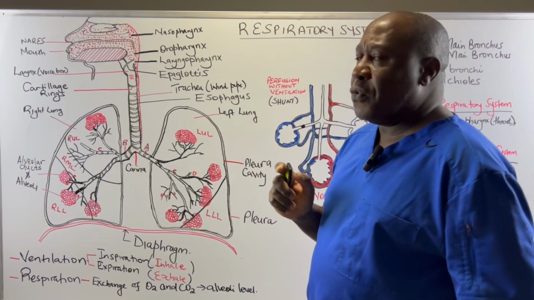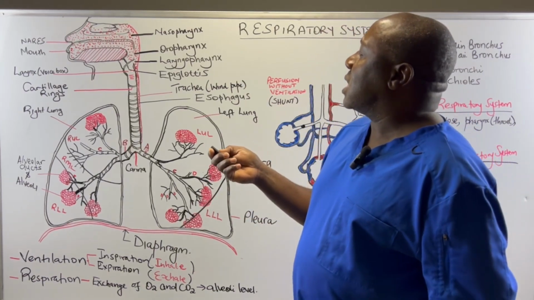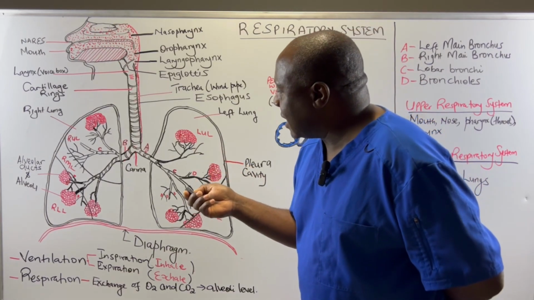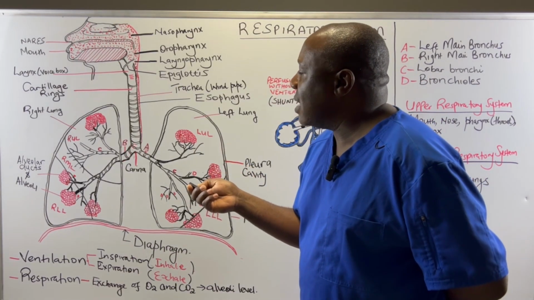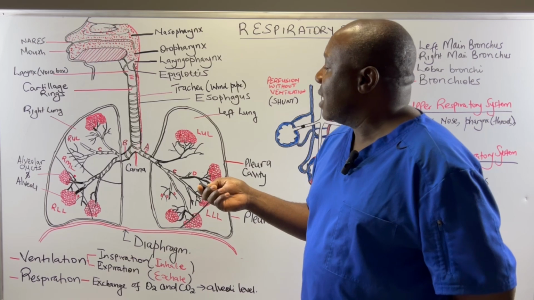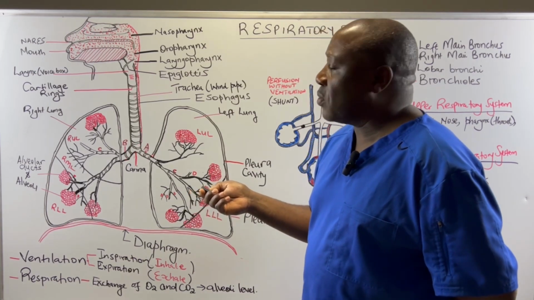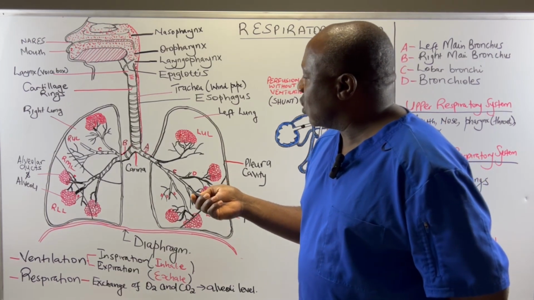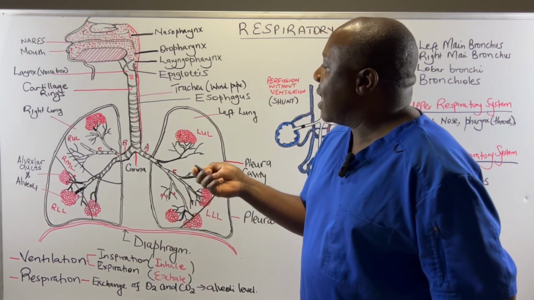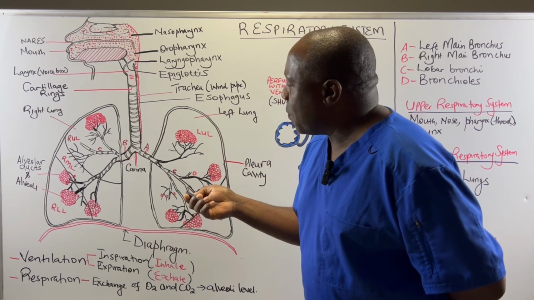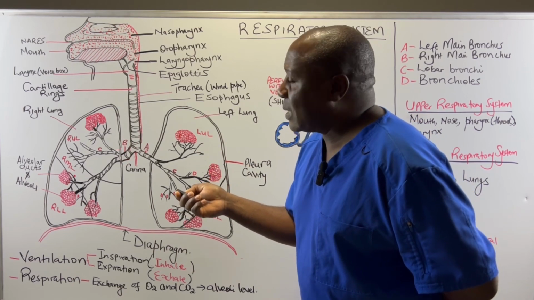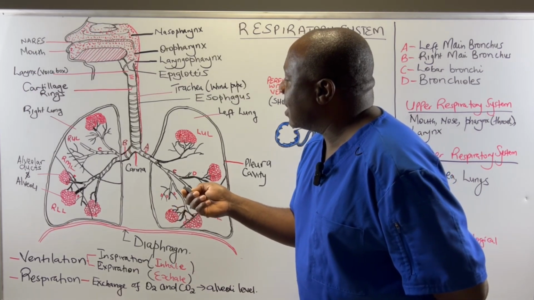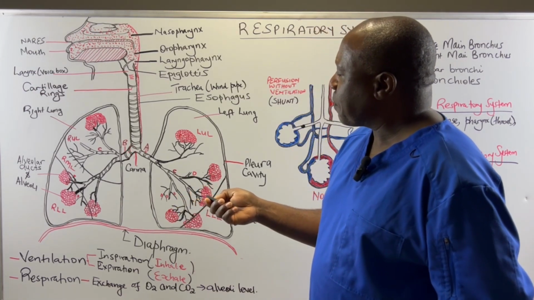As a result of this, any object which is aspirated is likely to enter the right main bronchus, because it is wide when compared to the left main bronchus. It is also very short and near vertical. So any aspirated object is likely to enter the right main bronchus.